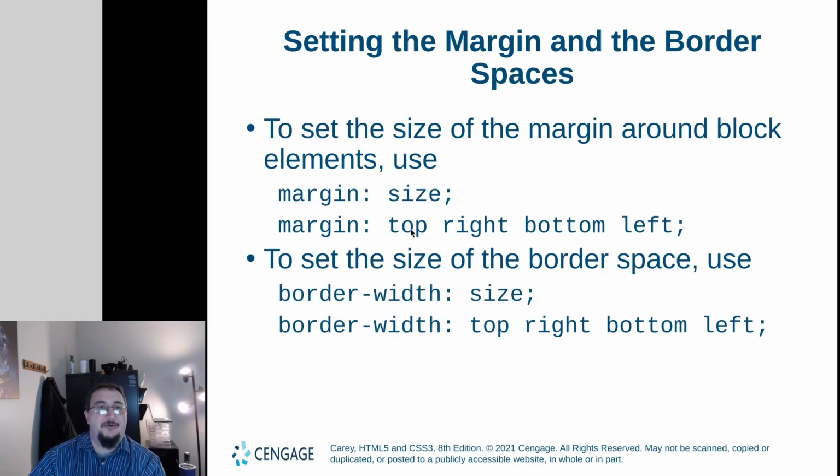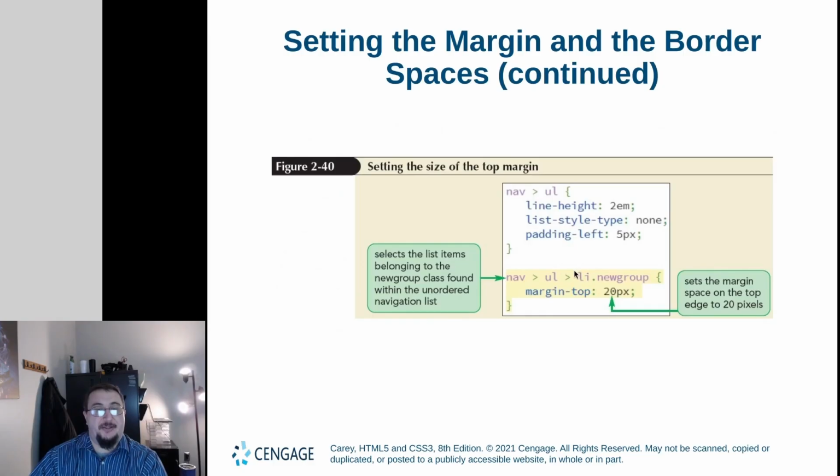If you have 2 values, then it's top and bottom for the first value, and left and right for the second value. You can also set your border width for your size doing the same way, with 1, 2, or 4 values. So here we're setting specifically also margin-top of 20px.